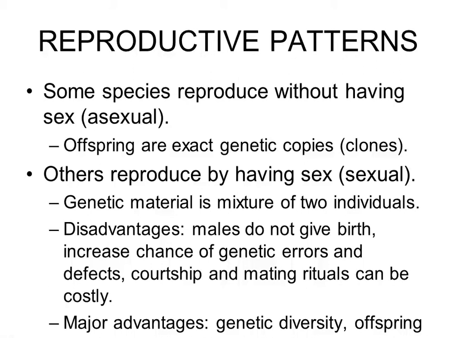Also, there are reproductive patterns to consider. Some species have asexual reproduction, and they are exact genetic copies of those species, and others have sexual reproduction, where the mixture of genetic material occurs between two individuals. The disadvantage of that is that only females can give birth, and that increases the chance of genetic errors and defects. And courtship and mating rituals can be costly, and that's costly in terms of energy or fitness of that species. The major advantages, obviously, are genetic diversity and offspring survivability.